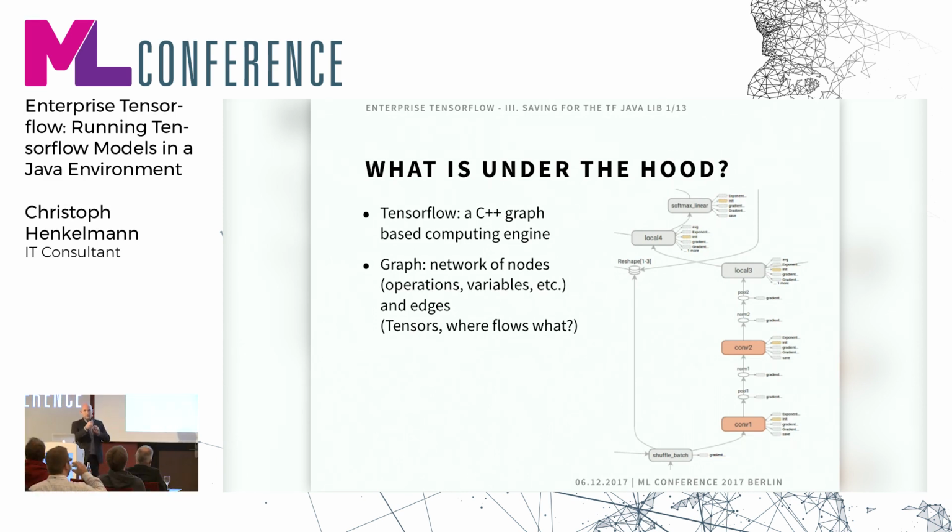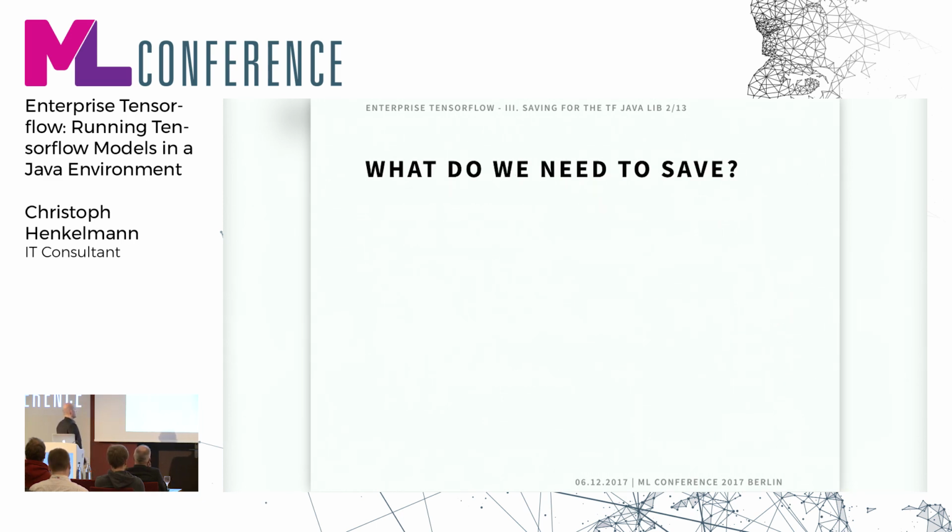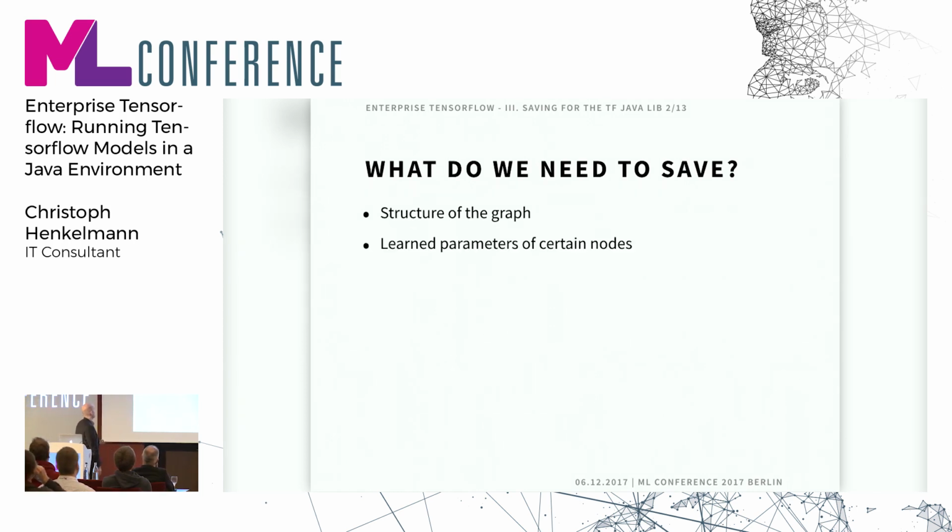It's actually, that's why it's so flexible. You can connect those nodes in any way you like. But that is actually done in C++. You just need the Python stuff to build this. Python code is just a convenience API to build and run this stuff. So what do we need to save in order to run our model? We need to save the structure of the graph, obviously. We need to know where is which node and how they are connected. We need to save the learned parameters.